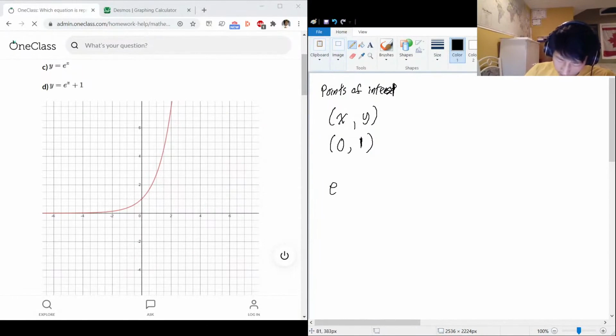So we have e to the x equals y, which means that at the point of interest, when x is equal to 0 and y is equal to 1, we should expect e to the power of 0 to be equal to 1. And any number that is not 0 to the power of 0 is 1. So C looks good.